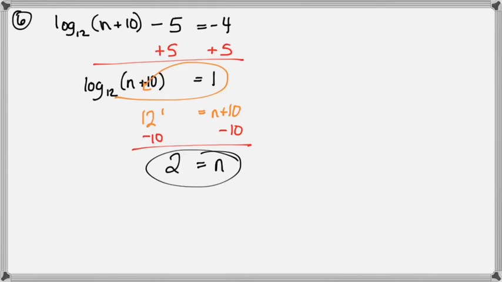So I need to move that 5 first, and then I fished, so 12 to the first is equal to n minus plus 10. We move the 10 over, and we get n is equal to 2.